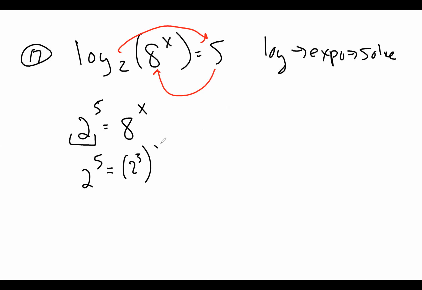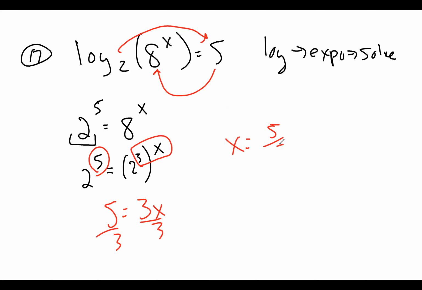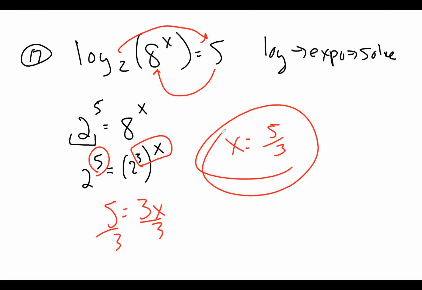Now it's still being raised to the x. And so now once I have the same bases, I'm allowed to say, hey, guess what? This guy is going to be equal to these guys. So I'm going to have 5 equals 3x. And then I'm just going to divide both sides by 3. And I'm going to get x equals 5/3. And now I'm done.